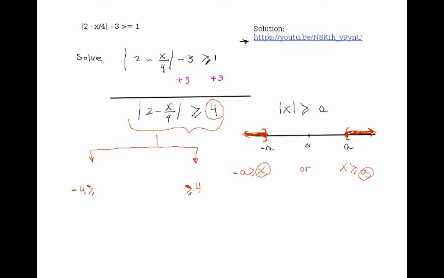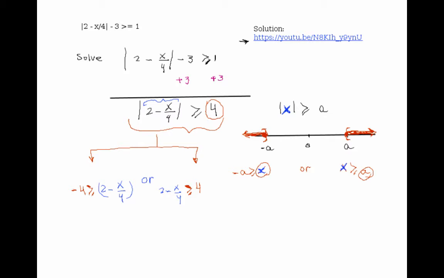Now instead of x, what I have to do is put that expression, because my x right here is this whole expression. So instead of writing x, I put 2 minus x over 4. Instead of a, I'm using 4. So translating this into these two regions, I should put "or" in between because I'm going to union these two sets.